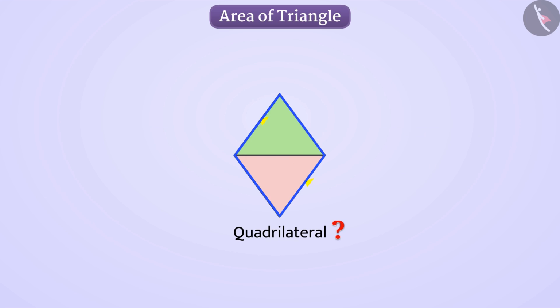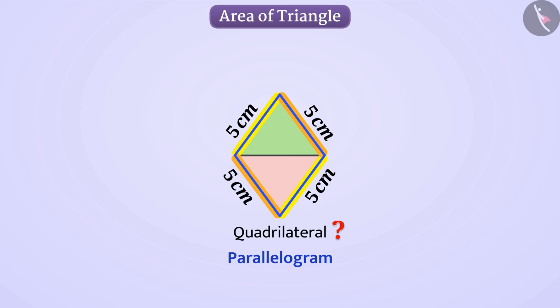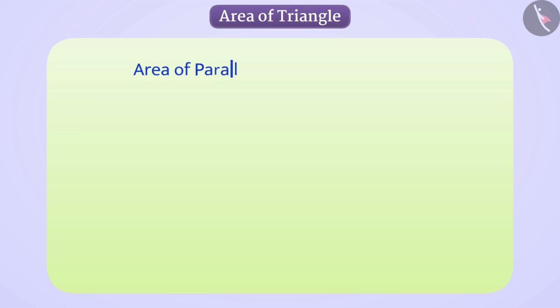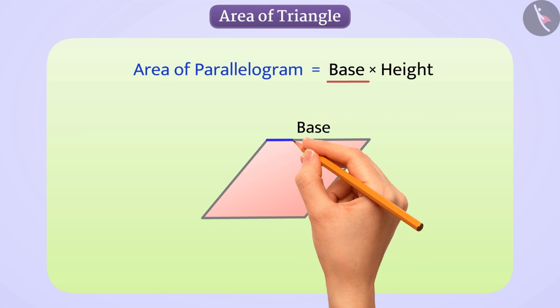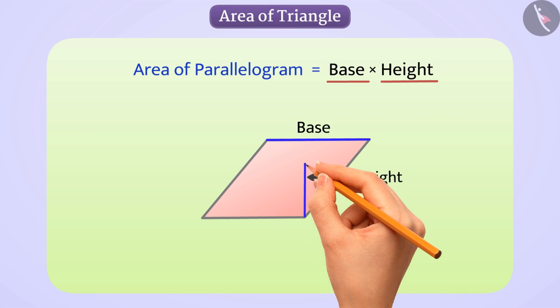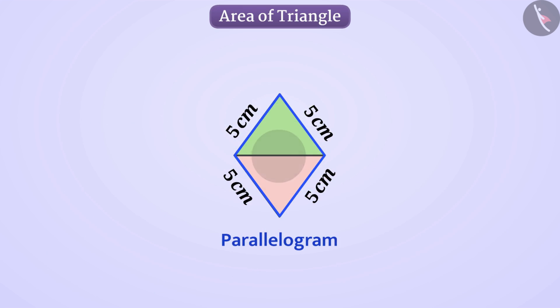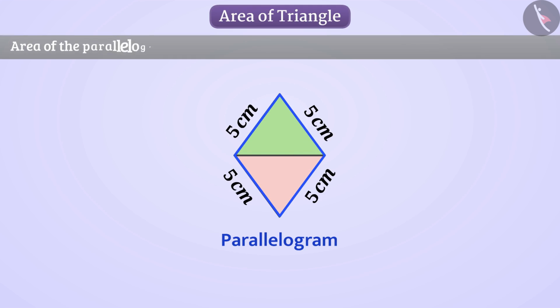The opposite sides of this quadrilateral are parallel and equal. Therefore, this is a parallelogram. In the previous video, we learned that the area of parallelogram is equal to base multiplied by height, where base is one side of the parallelogram and height is perpendicular dropped on that side from the opposite vertex of a parallelogram.